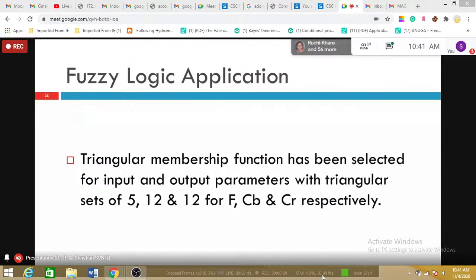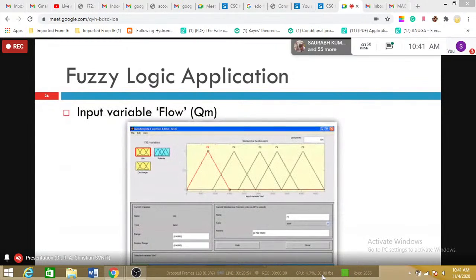So we developed fuzzy sets for each input and output parameter, with 5, 12, and 12 triangles for F, CB, and CR respectively. So this is how 5 triangles of flow were defined. The screen which you are seeing here is the screen of MATLAB. Dr. Namrata Jariwala will be showing you how to develop these MATLAB fuzzy functions and all that.